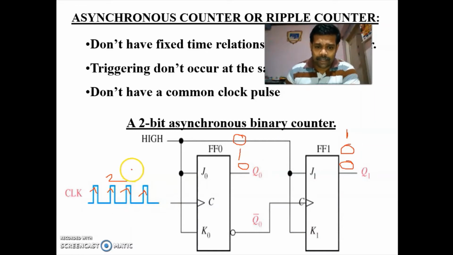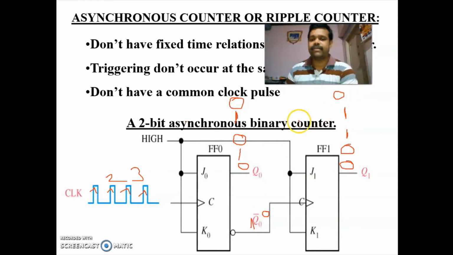Next, during the third clock pulse, this 0 will change to 1. But at that time, the value we're having here is 0. So the same output will be coming in flip flop 1. Again, during the fourth clock pulse, this 1 will change to 0. At that time, the value you are having is 1 here. So this 1 will also change to 0. So again, the sequence is repeating: 0 0, 0 1, 1 0, 1 1, 0 0. This is the working of an asynchronous 2-bit ripple counter.